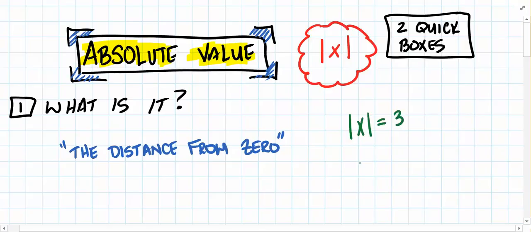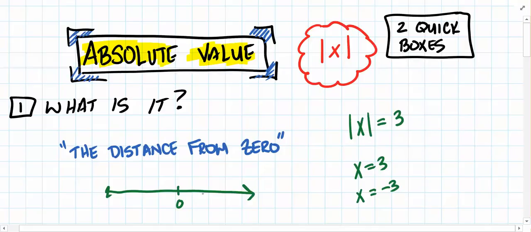Well, you guys would tell me, well, x could be 3 or x could be negative 3, because if we drew a number line out, and I have a 0 here, and I had 1, 2, 3, or I had 1, 2, 3, negative 3 there, or 3 there, you guys would probably tell me, well, here's 0, so there's 3 units, and there's 3 units, therefore there's two answers, 3 and negative 3. And you definitely would not be wrong, but there's a little bit more to this story.